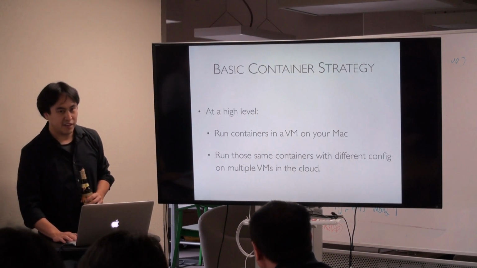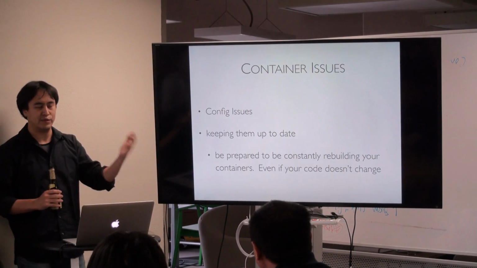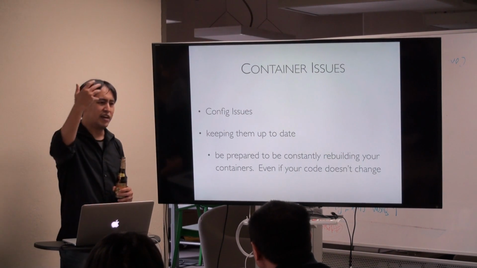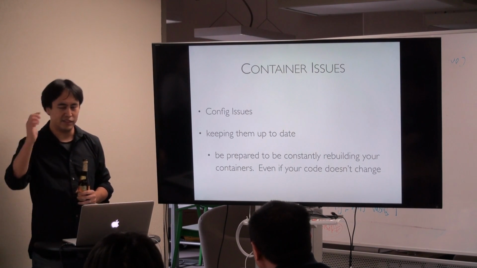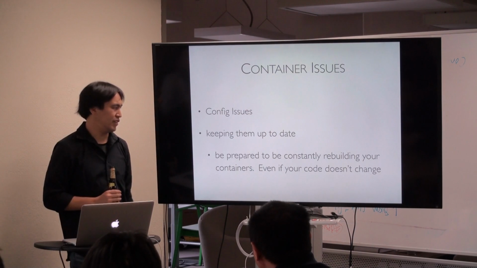Containers have a lot of issues, right? They're config issues. How do you do that? It seems nice that you can have different configs at different stages, but there's quite a bit of complexity. I've got an entire section of the slide deck dedicated to config complexity.